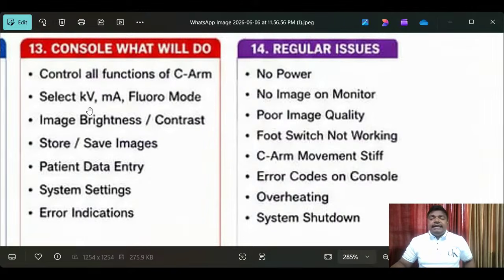Select kV, mA, and fluoro mode. All these things depend on the condition of the patient. The doctor will decide, and the technician will decide how much kV and mA is required. Next, image brightness or contrast, storing or saving images, patient data entry, system settings, and error indications. So the main function is main operating, like the heart of the machine, that is the console.